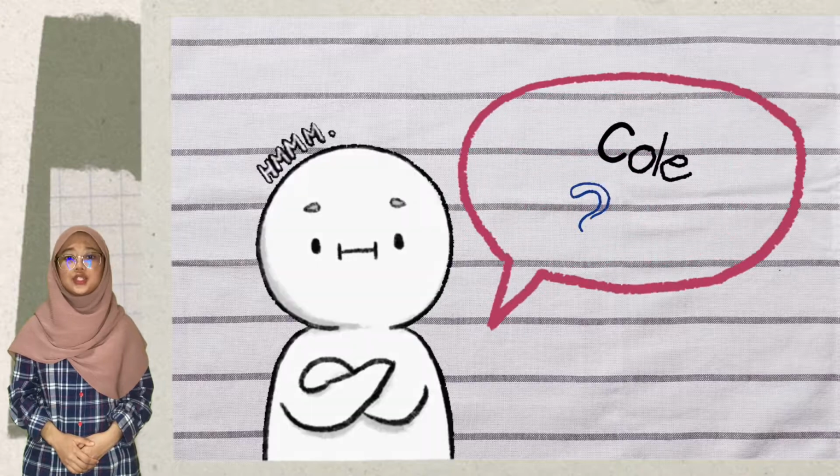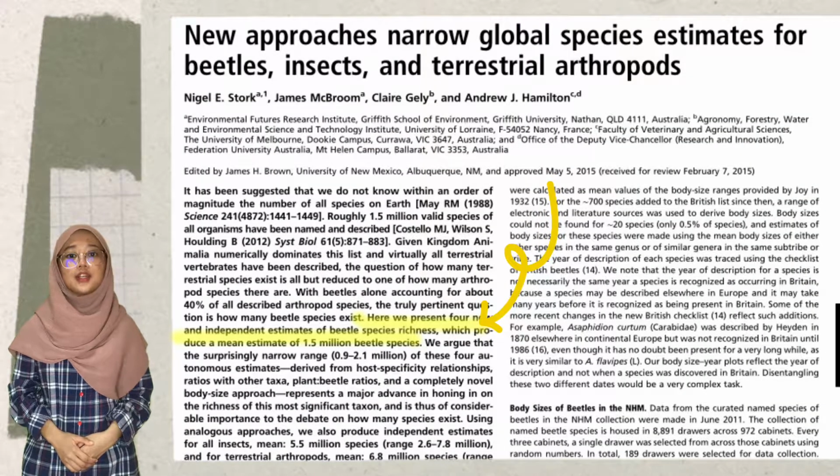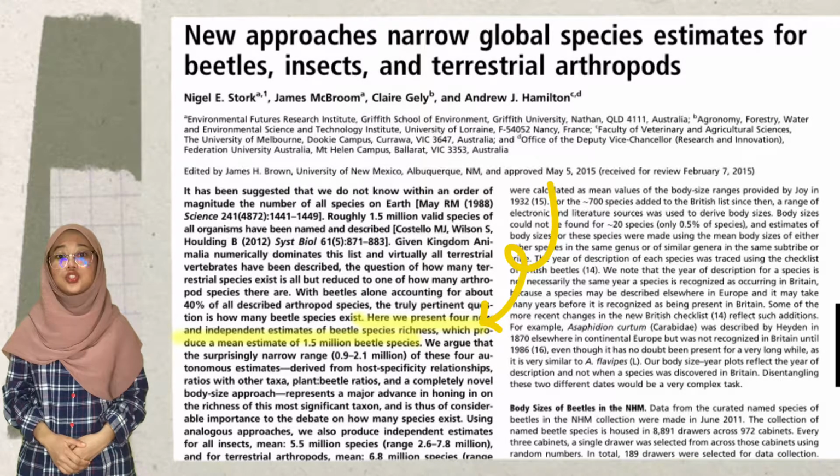What is unique about Coleoptera? Coleoptera is the most species-rich group of insects. According to this paper, there are an estimated 1.5 million beetle species. Let's jump into the next video to get more information.